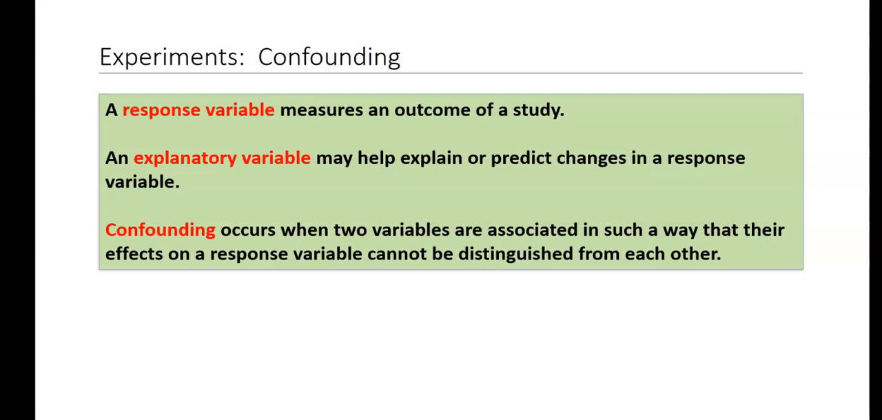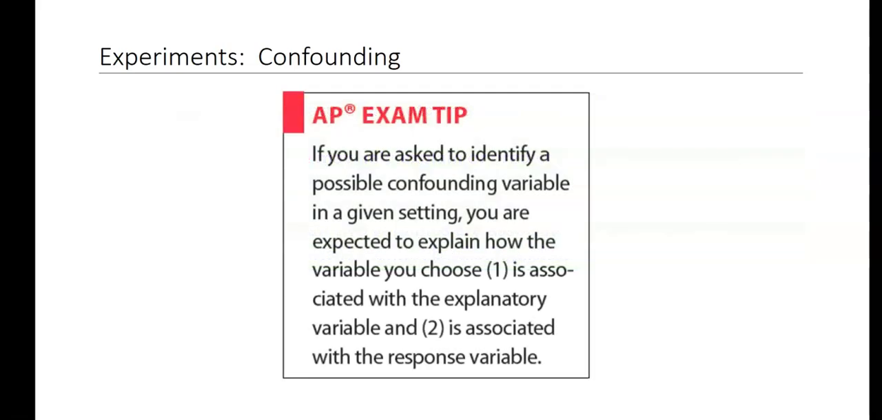Confounding occurs when two variables are associated in such a way that their effects on a response variable cannot be distinguished from each other. I really want you to copy down that definition. It's a good definition of what confounding is. It's how I think of it, and it helps you. There will be questions about confounding. It will help you to know the definition as you're describing what a confounding variable is.